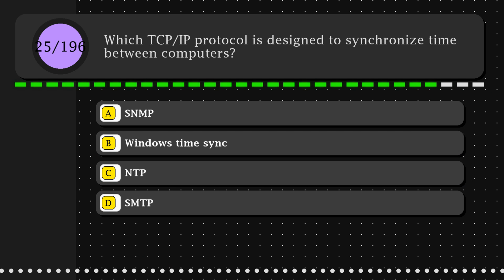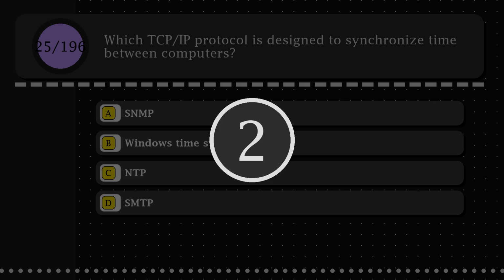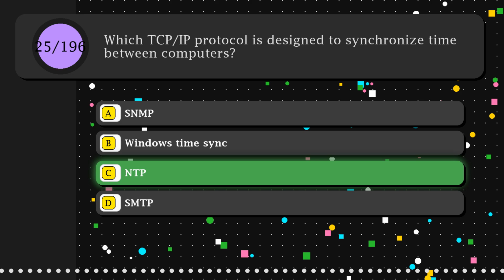Question 25. Which TCP/IP protocol is designed to synchronize time between computers? Option A. SNMP. Option B. Windows Time Sync. Option C. NTP. Option D. SMTP. The correct answer is option C, NTP.